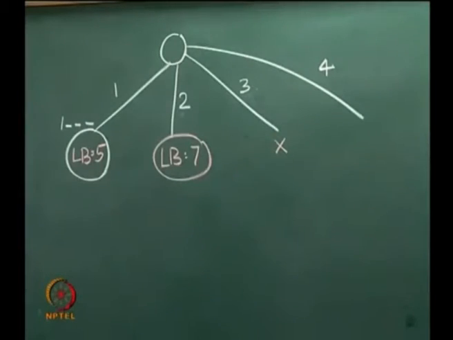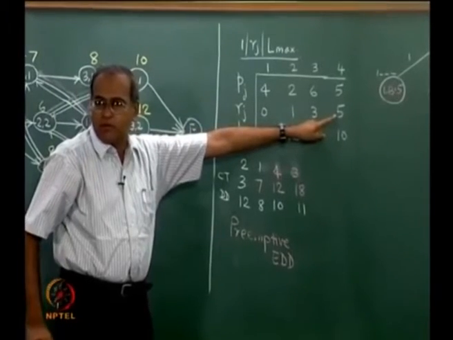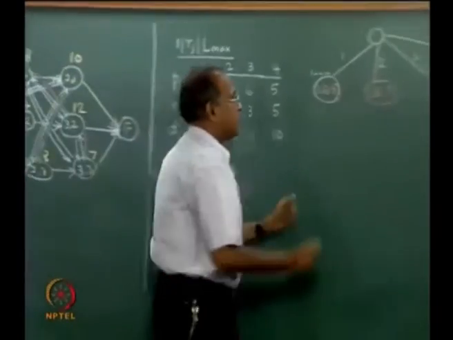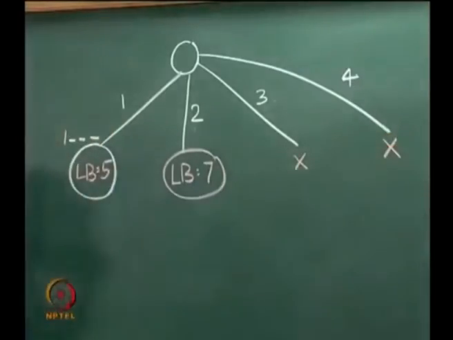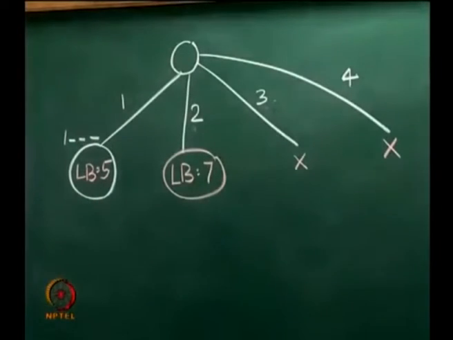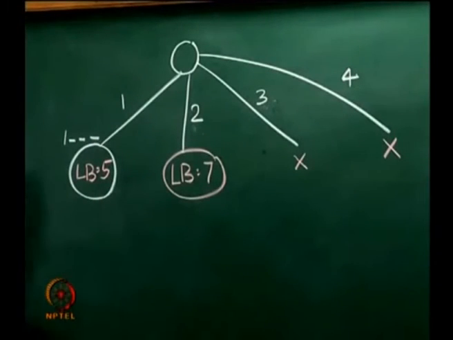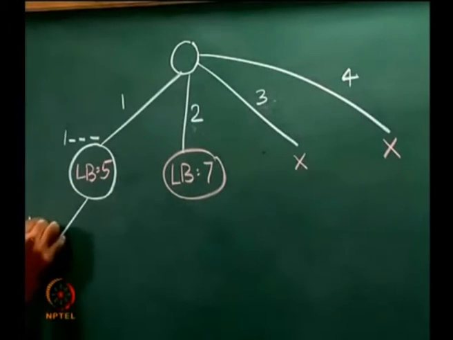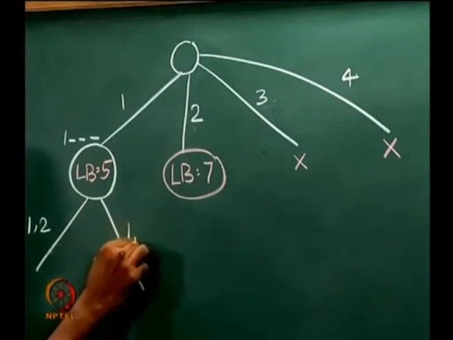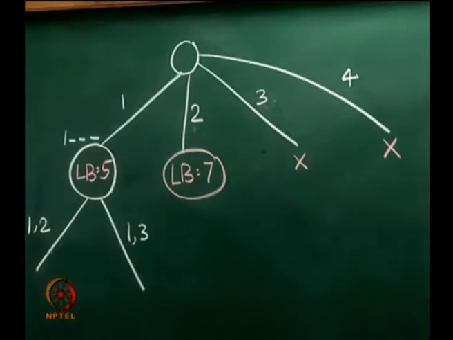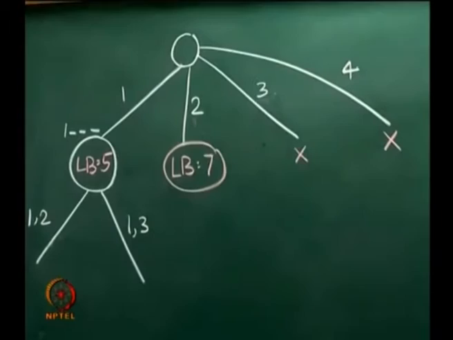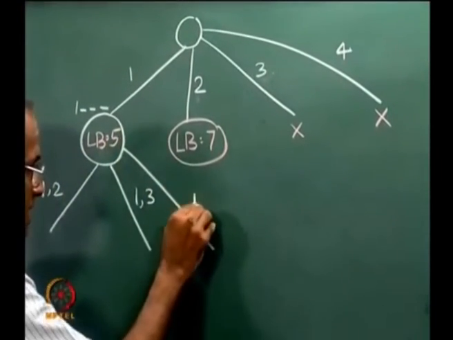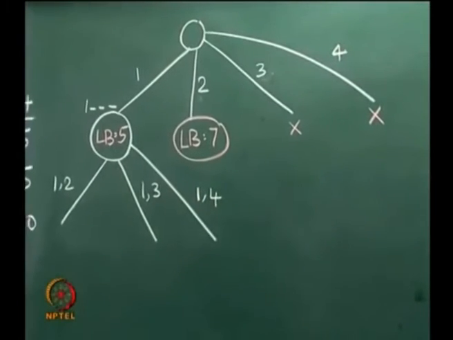Similarly for 4, because for 4 I have to wait for 5 more minutes, in which time I could have finished this as well as I could have finished this. So I will not do for 4. So now I branch again, here I branch with 1 2, 1 3, and I can actually branch on 1 4. So I could branch on 1 4 also. So let me just keep 1 4 also here.